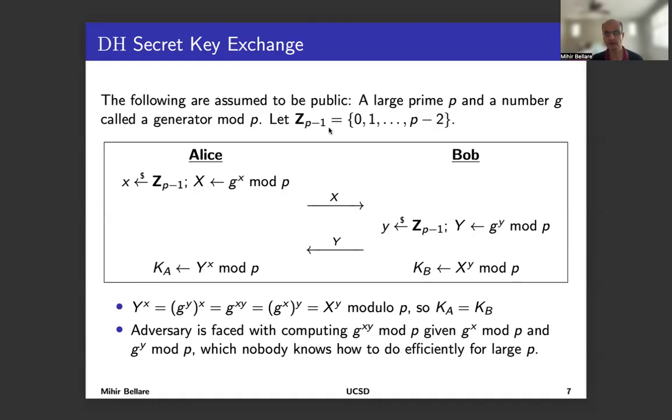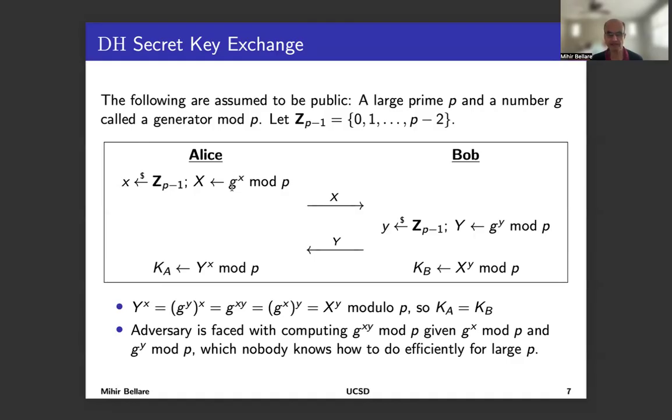This set is all the numbers between 0 and 1 less than P minus 1. And here's the protocol. What Alice does is pick a random point from this set, call it little x, and then she raises G to that power.